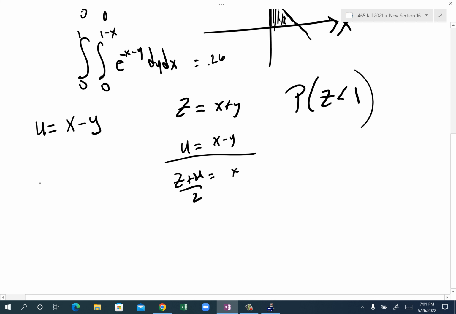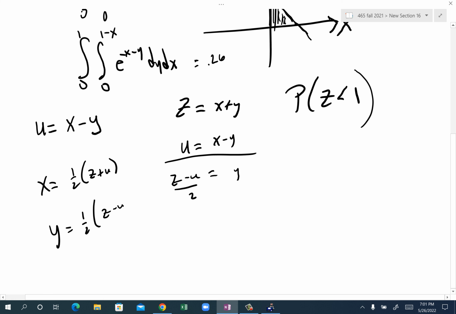So x is equal to 1/2, and I'm just going to write z plus u. And if we subtract, the x's go away, and you get z minus u is equal to 2y. You with me? So this is not that hard. I remember when I first started teaching this stuff, everyone was freaking out. It's so hard. It's not that hard. Calm down. It's not that bad, I promise.